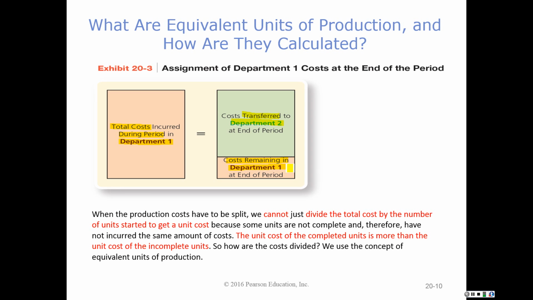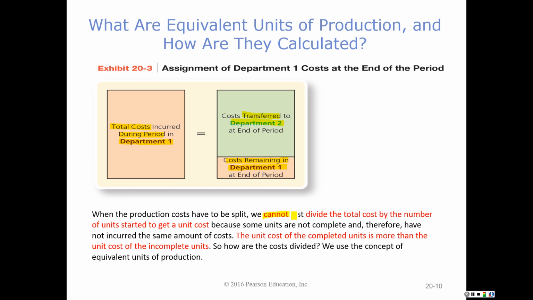So we have to be able to take these total costs and break them down into the cost of goods that have finished the first process and the cost of goods that need to remain in that first process until they are complete. So your book gives you a good example, and I have pulled the exact text here for us to read. When we have to split these production costs, be careful.